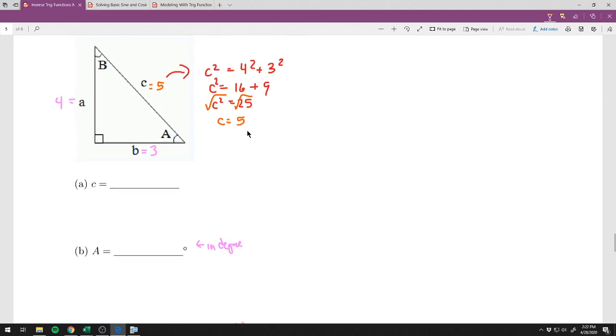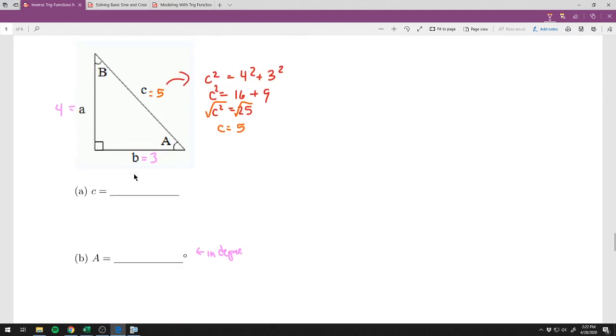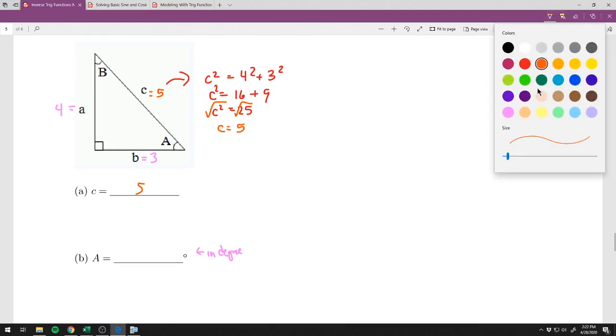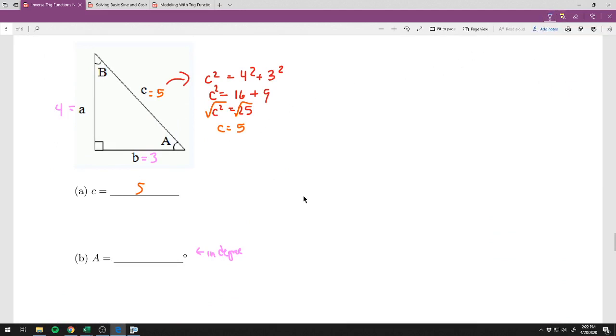All right, but C is 5. Let's go ahead and write that in. Now we want to get angle A and B. Now, there's a lot of options to figure them out, but let's say we want to do angle A first.